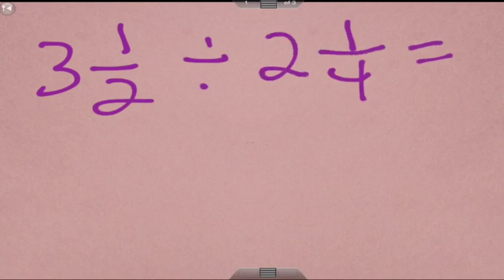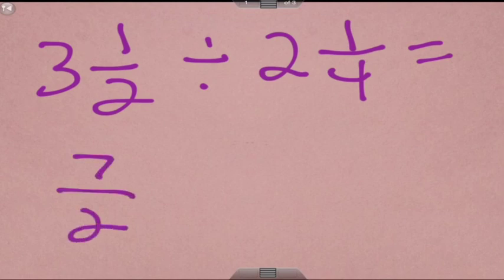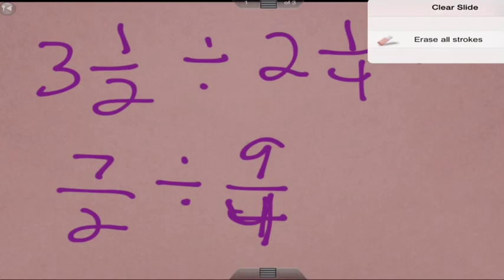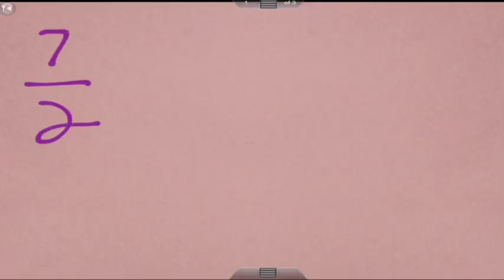If you have mixed numbers, so if I have 3 1/2 divided by 2 1/4, same as multiplication, you have to make these into improper fractions. So it's 7/2 divided by 9/4.